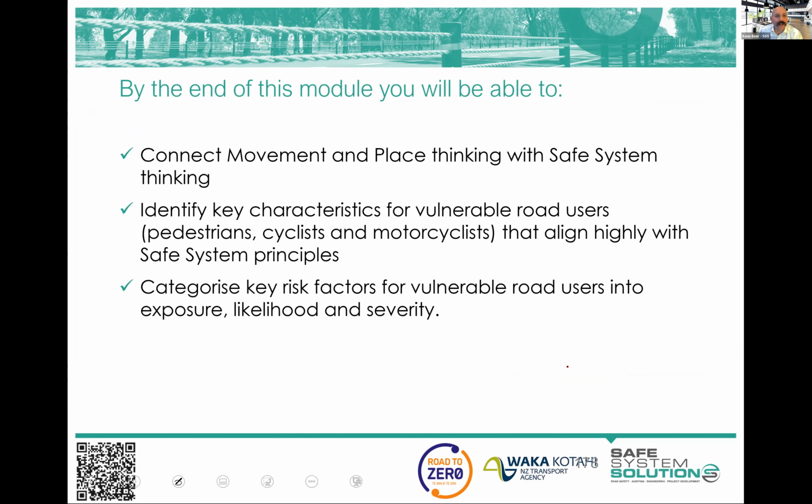So this module, we want to talk about movement and place, or that sort of strategic planning perspective of a road network and how that links with safe system thinking. And then we want to identify characteristics for vulnerable road users, so pedestrian, cycle, and motorcyclists that align highly with safe system principles, and thus what doesn't align highly with safe system principles. And then categorize some risk factors for vulnerable road users into that exposure, likelihood, and severity.